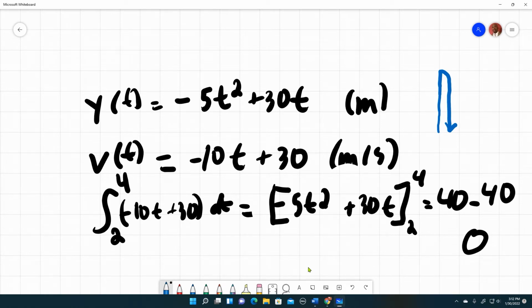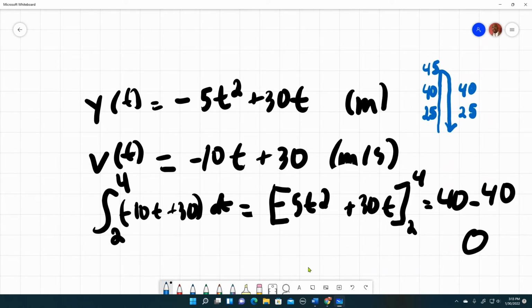Just to map the heights, we can figure out the height from this position function y of t, just plugging in the values for t. When t is 1, for instance, the height is going to be 25. When t is 2, the height is going to be 40. When t is 3, it's going to be 45. When t is 4, it's going back to 40. When t is 5, it's back to 25. And when t is 6, of course, it's 0 because it's back at the ground again.